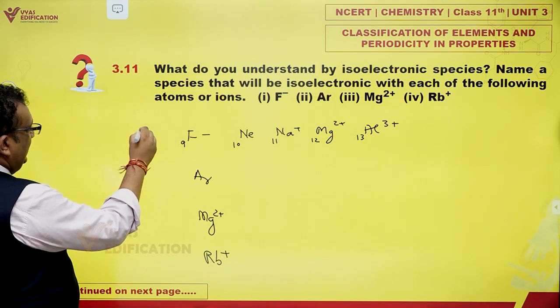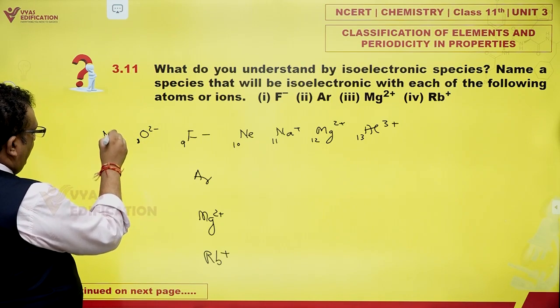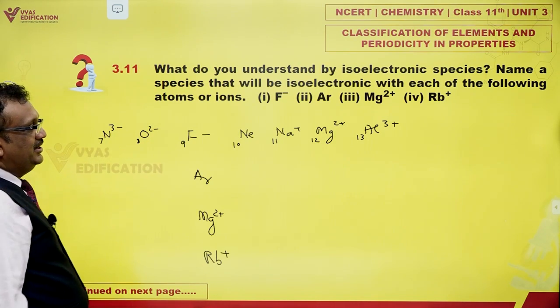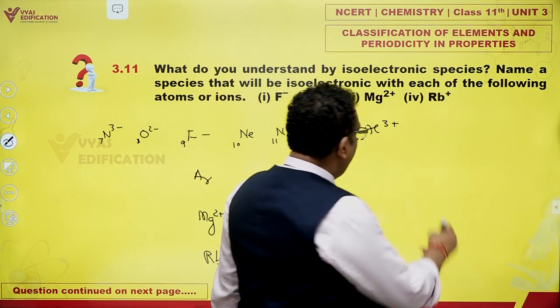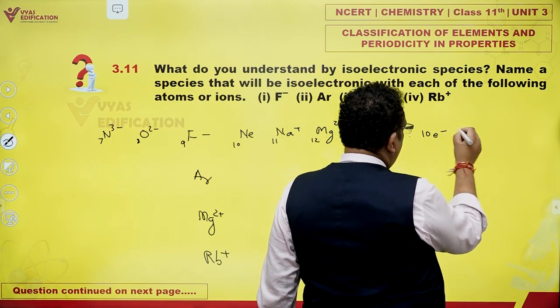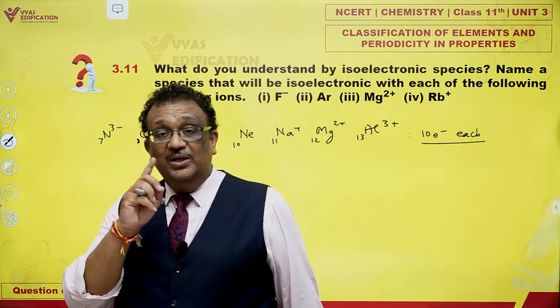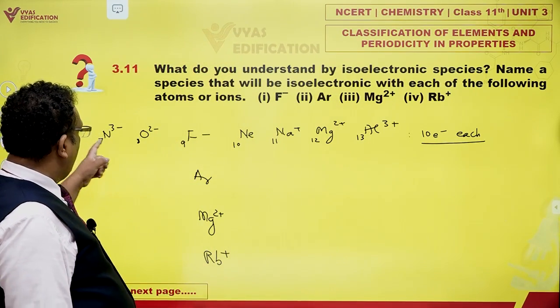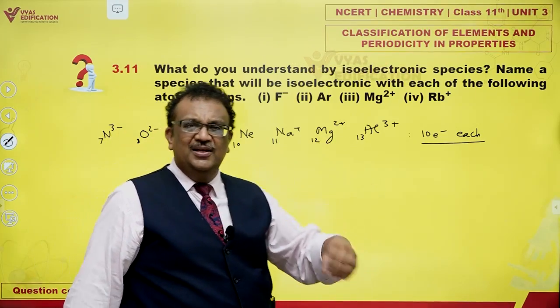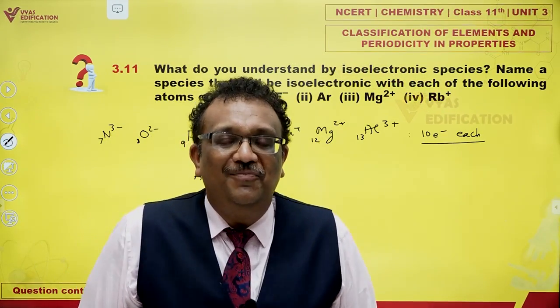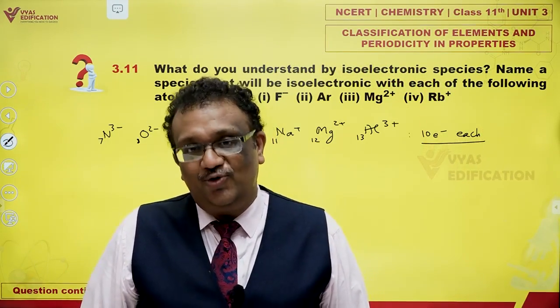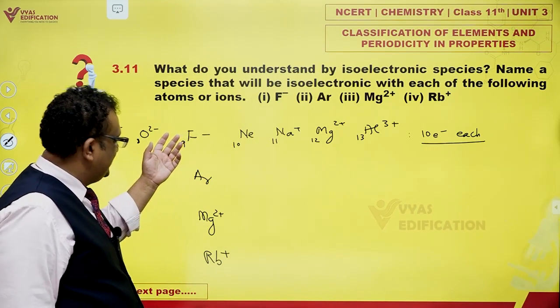Otherwise, I could take oxide ion or nitride ion. Each of them has 10 electrons. I was asked to suggest one species. I have suggested 1, 2, 3, 4, 5, 6. Take any one, and all of them are isoelectronic with F minus.